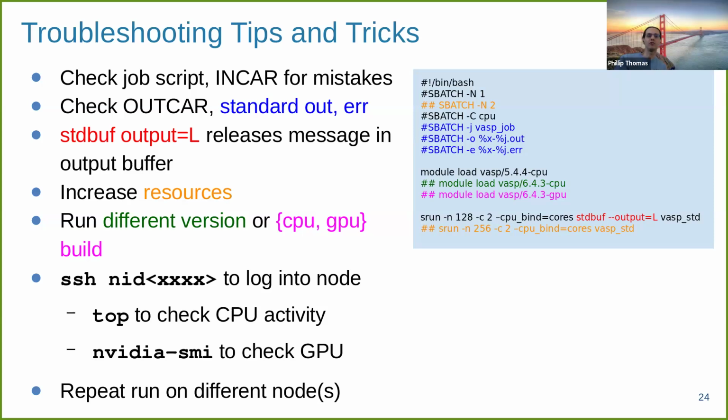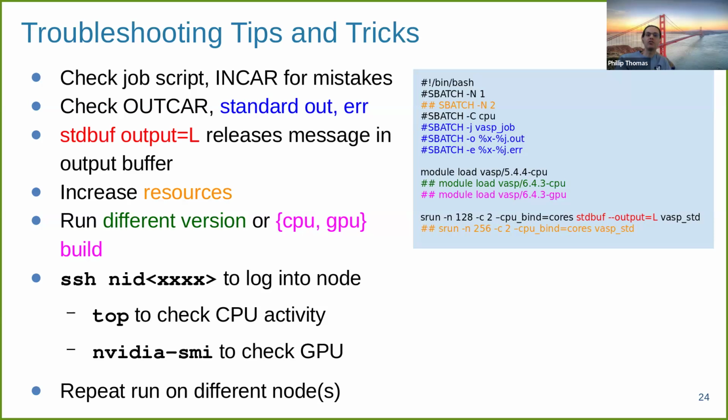Some other things that can be useful are increasing the number of resources if you suspect you're running out of memory, or also running either a different VASP module on Perlmutter, or switching between either the CPU or GPU builds if you're running one versus the other, just to see if the error is inherent to your job or if it seems to be dependent on whether CPUs or GPUs are being used.